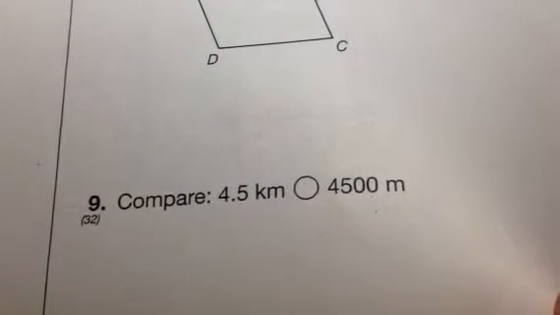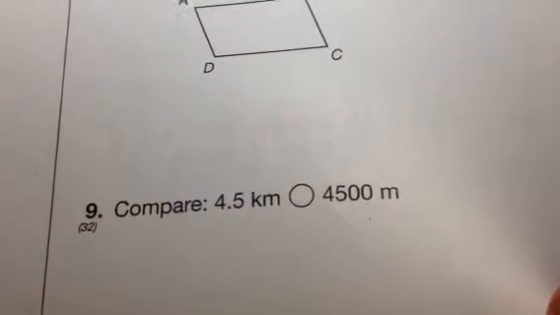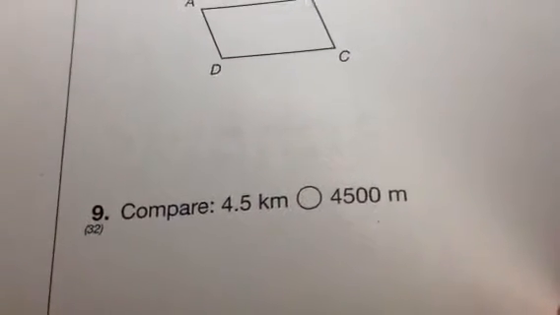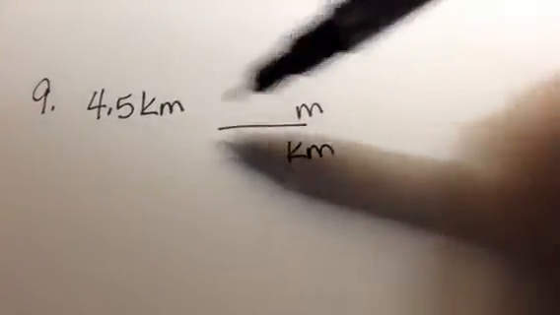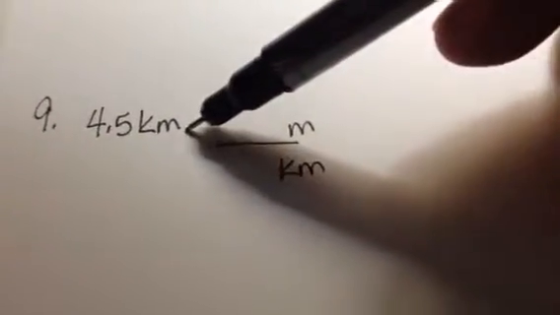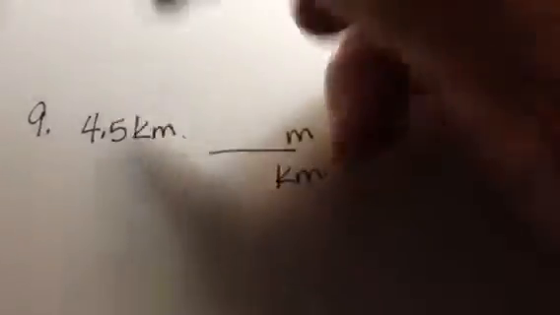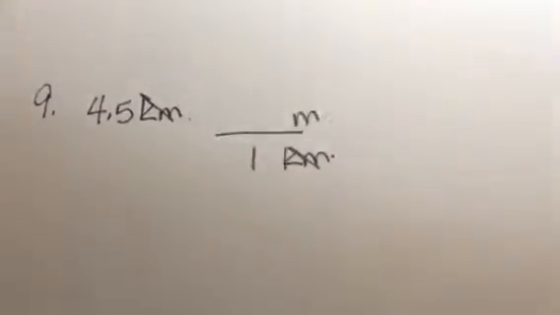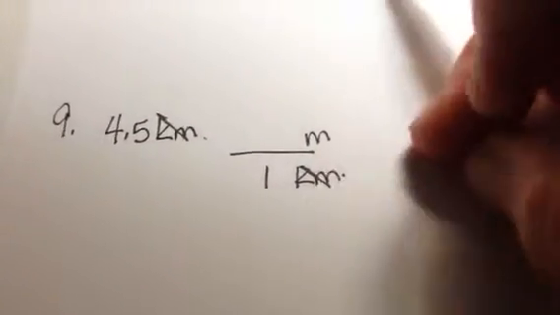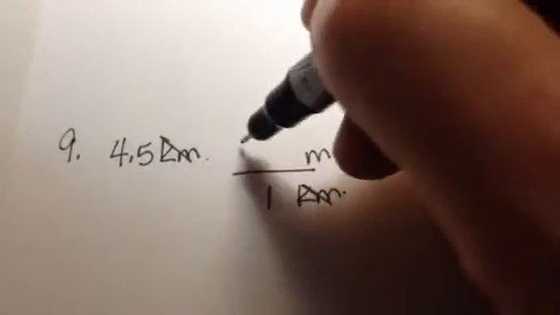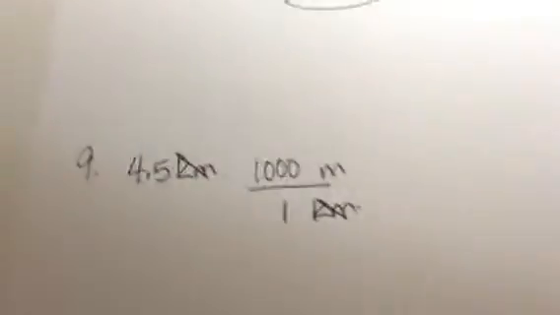Number 9 says compare 4.5 kilometers to 4,500 meters. What we need to do here is a unit conversion. So I want to go from kilometers to meters. So I have my kilometer up here. I'm going to put my other kilometer down here so that I can cross-cancel that label. So 1 kilometer equals how many meters? You just need to have this in your brain. You need to know that a kilometer is 1,000 meters.